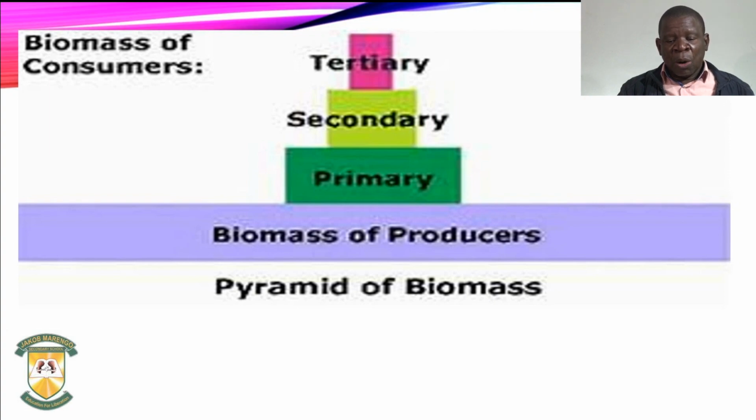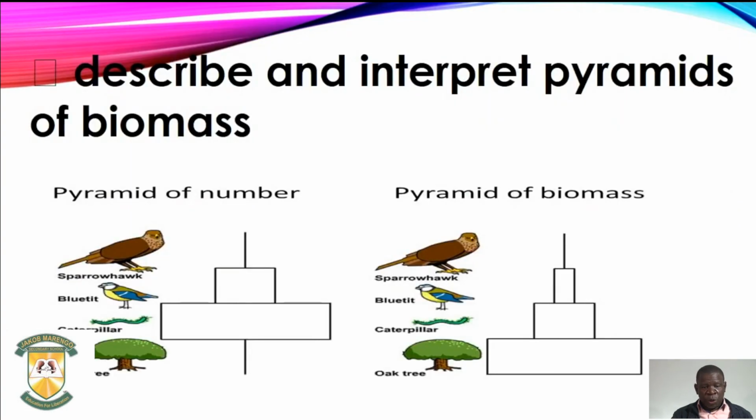What that means is that all the organisms on that trophic level are collected and weighed and their mass is determined. So we expect the producers to have the largest biomass, followed by the primary consumers, the secondary consumers, and the tertiary consumers. So it means as you move up along the trophic levels, the amount of biomass decreases. Each of us as candidates is expected to interpret the pyramids of numbers, pyramids of biomass, and eventually pyramids of energy.